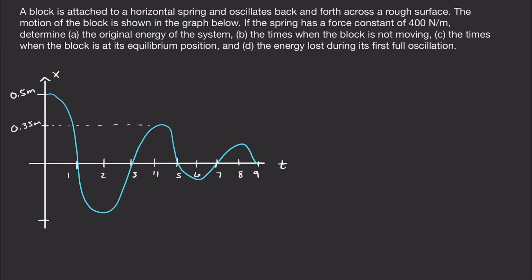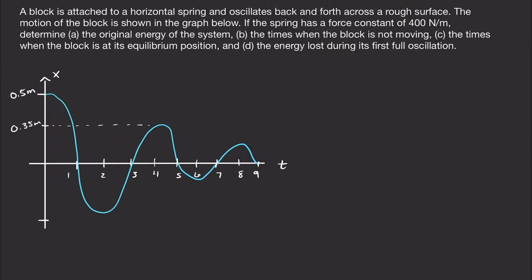The next problem, we have a block that is attached to a horizontal spring and oscillates back and forth across a rough surface. The motion of the block is shown in the graph below. If the spring has a force constant of 400 newtons per meter, determine the original energy of the system, the times when the block is not moving, the times when the block is at its equilibrium position, and the energy lost during its first full oscillation. So this is a damping problem. You have a damped oscillator where the oscillator is losing energy to friction.